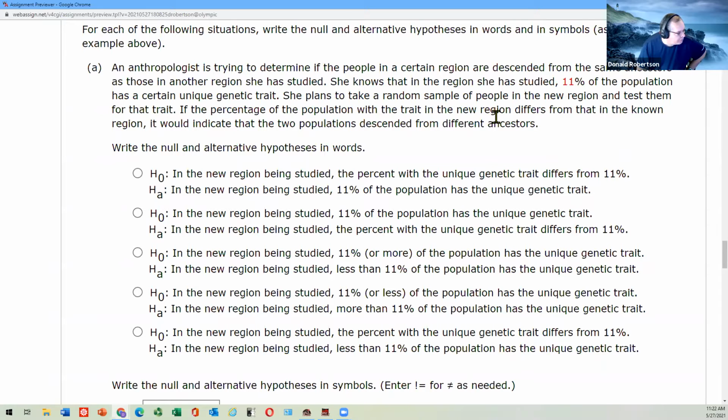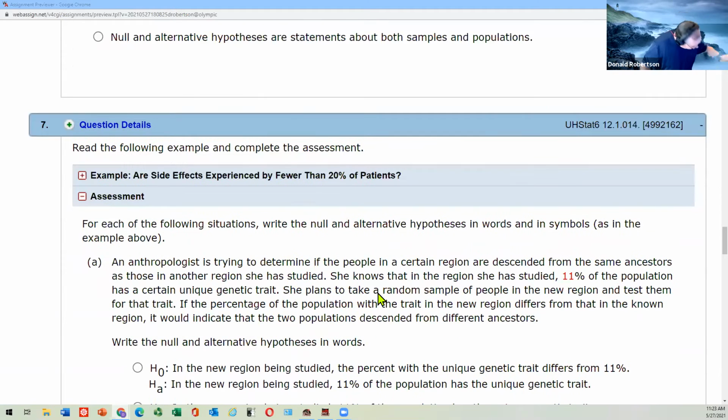If the proportion of the population with this trait in the new region differs from hers, then that's her proof that they're not the same ancestry, right? So if they're not the same kind of number, she's going to kick it out. So if you look through this entire list, let's see what this one looks like. It's question 7.